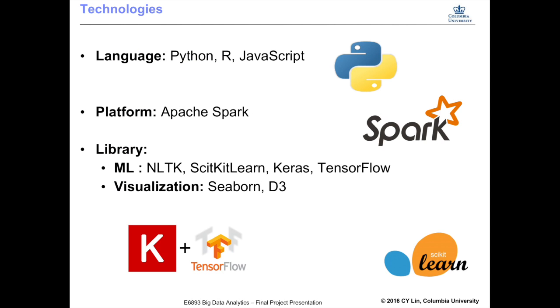Okay, let me talk about the technologies we used. The main languages used in this project are Python, R, and JavaScript, and Apache Spark is chosen to be the main platform. The libraries we used for machine learning are NLTK, scikit-learn, Keras, and TensorFlow, and we also use Seaborn and D3 for the visualization.